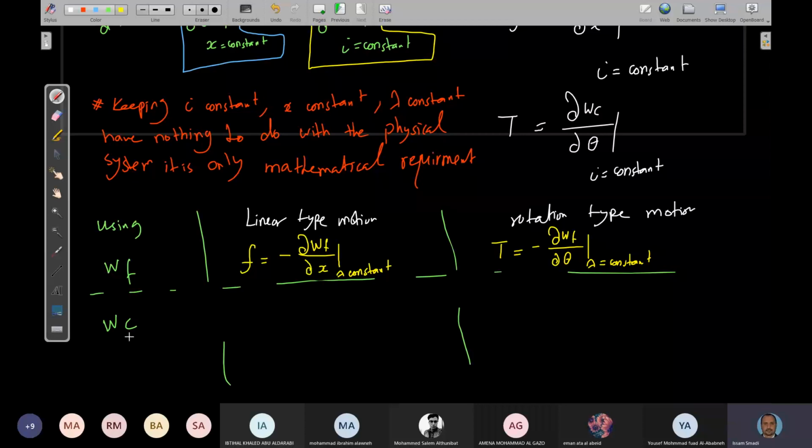If I need to use the Coenergy, then here I will calculate the force, which equals partial omega C by partial x when the current is constant. And here I need to calculate the torque for the rotation using the Coenergy. So partial omega C by partial theta when the current is constant.